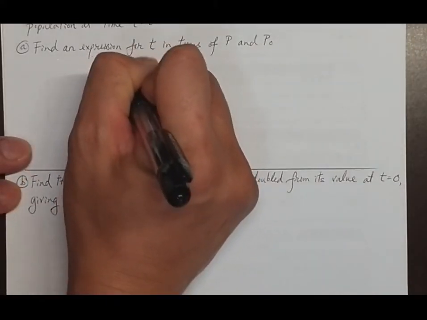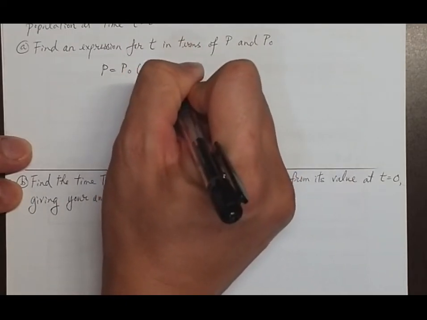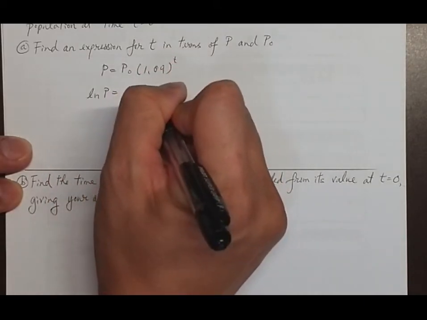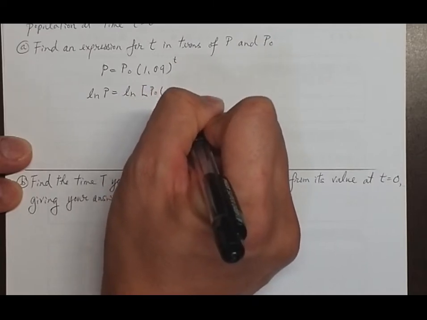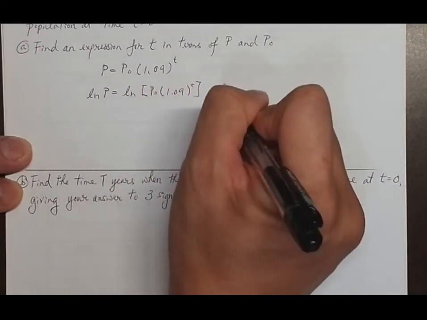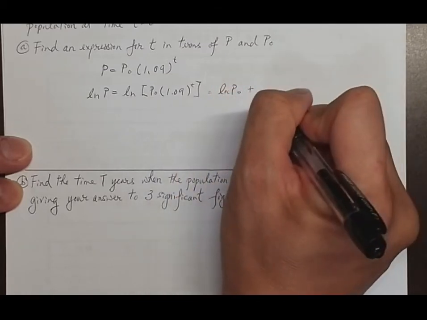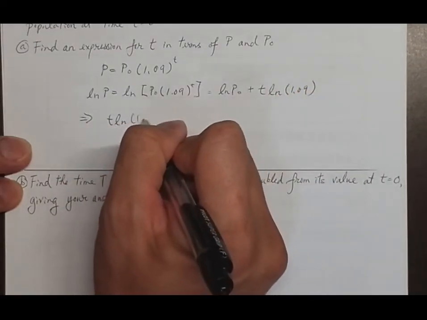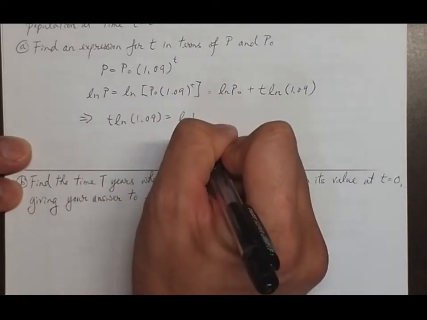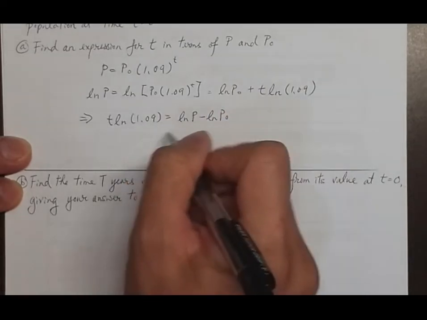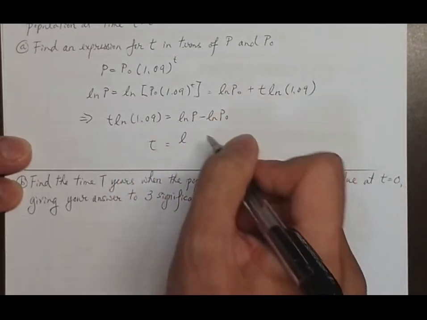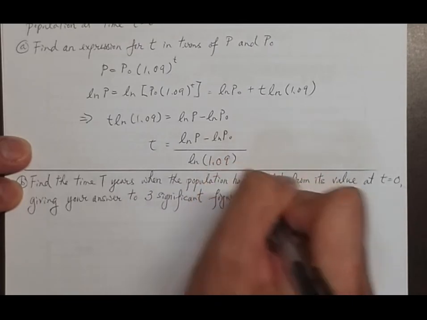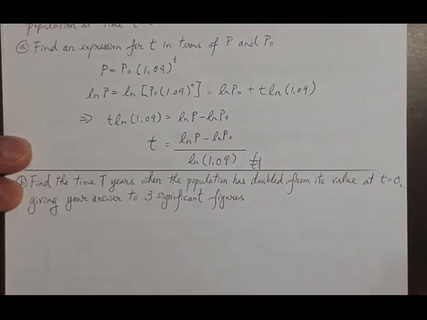So P is equal to P0 times 1.09 to the power T. We take log, so log P is equal to log of P0 times 1.09 to the power T. So it's equal to log P0 plus T log 1.09. T multiplied by log 1.09 equal to log P minus log P0, and T is equal to log P minus log P0 over log 1.09. So we find T in terms of P and P0.